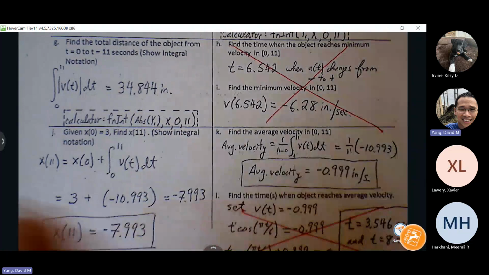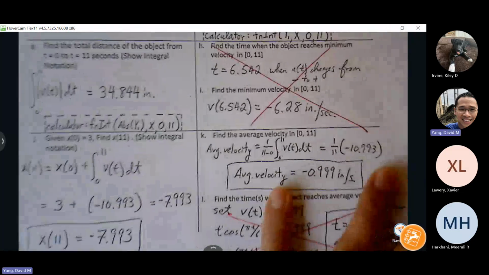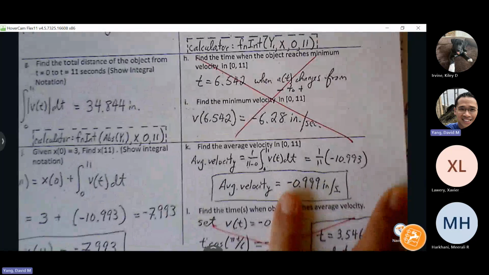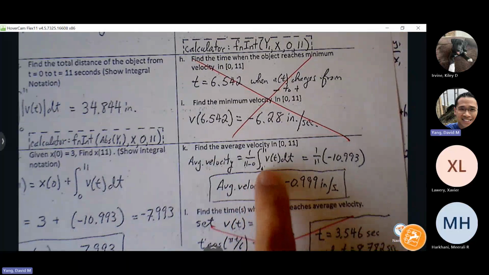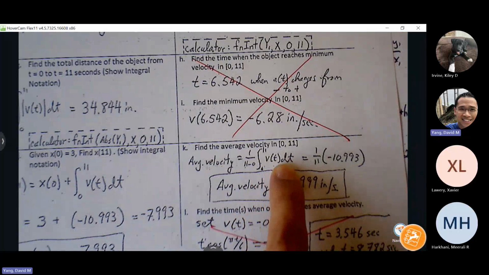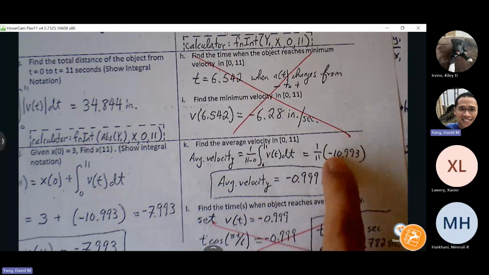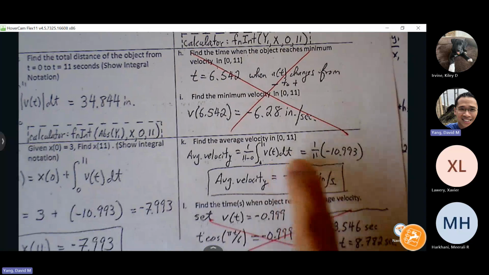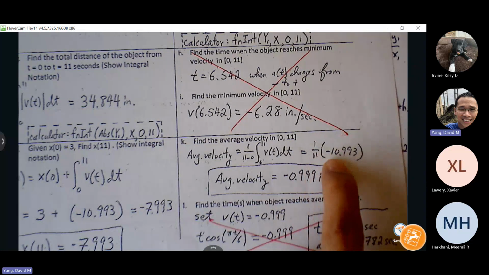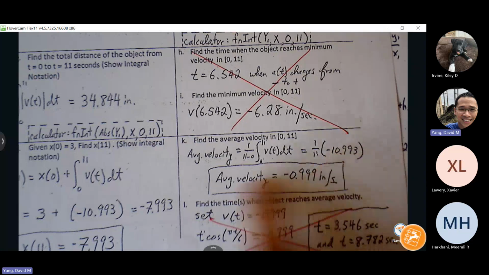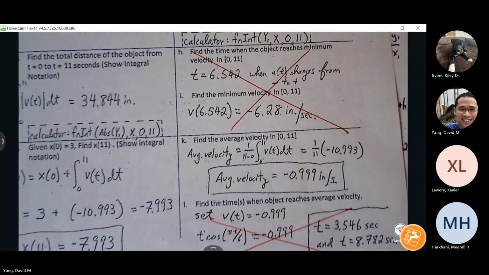Okay, last up is find the average velocity. So average velocity, just like the previous problem that we did, is just 1 over b minus a times the integral of v of t. So we have the displacement from before, so we just replace that displacement in for the integral. Make sure that you still divide by 11, because we got the area and the width component is needed to get to the height component.